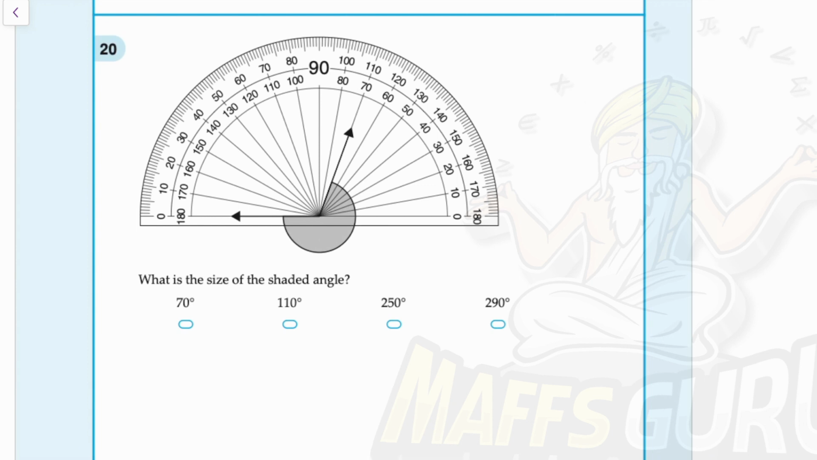What is the size of the shaded angle? Now, the shaded angle, the easiest way to find that is actually to find the unshaded section here. Now to do that, because we're starting here, we're looking for the 0, which is on the outside, and then you're going to measure all the way around the outside until you read off this angle here. As it turns out, that's going to be 110 degrees. So this section here is 110 degrees. We want the shaded. So we know that angles in a circle add up to 360. I'm going to minus 110, which gives me 250 degrees. That answer there.